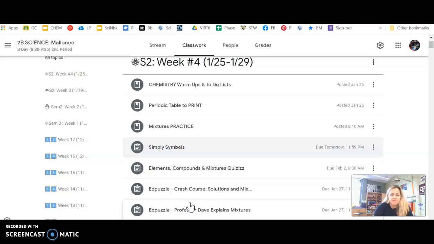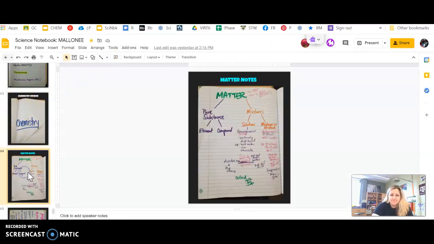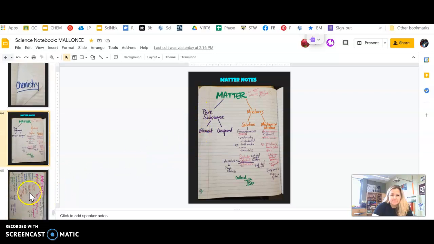So before we go too much further with the video, I want you to push pause after you go to my science book on Classroom. We're going to make a new triangle divider. We'll just copy these matter notes.